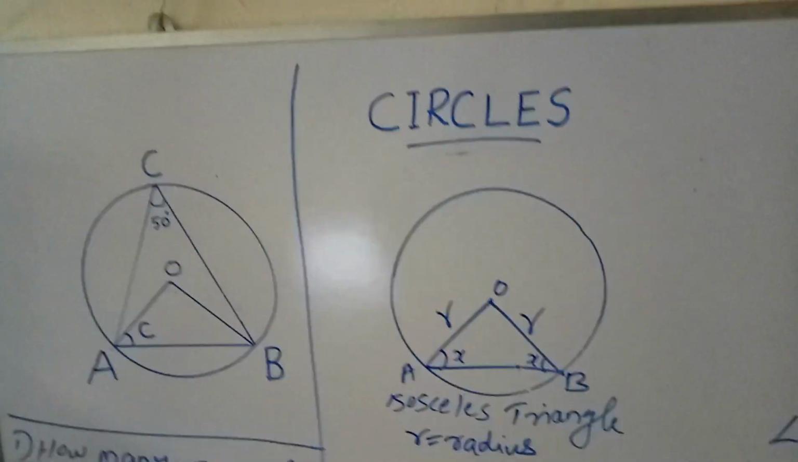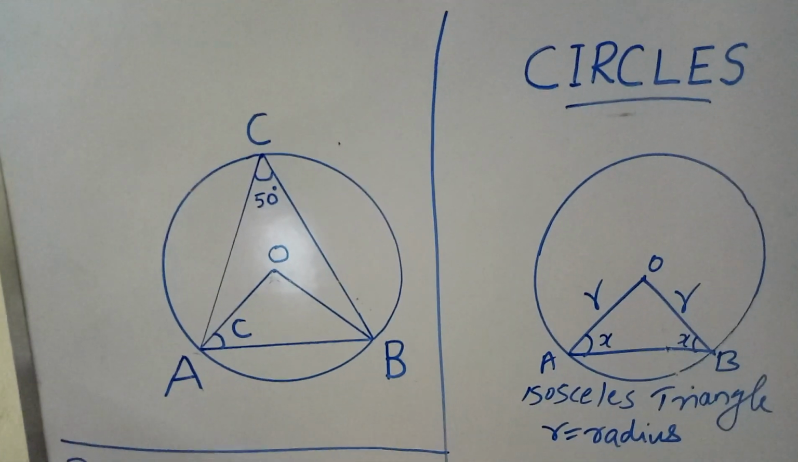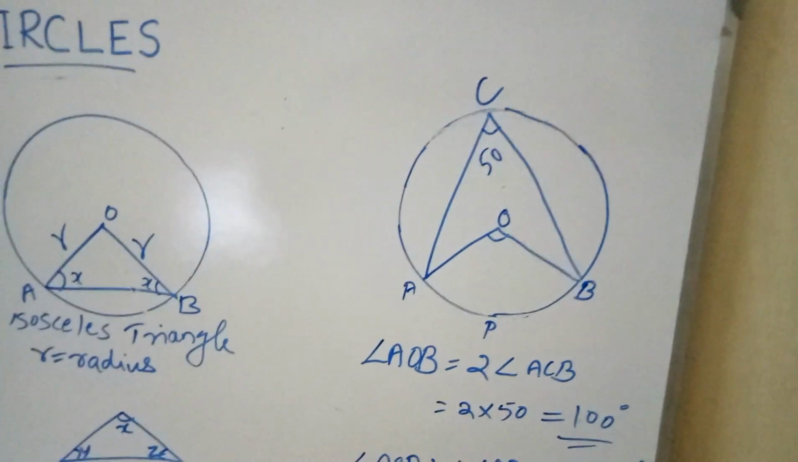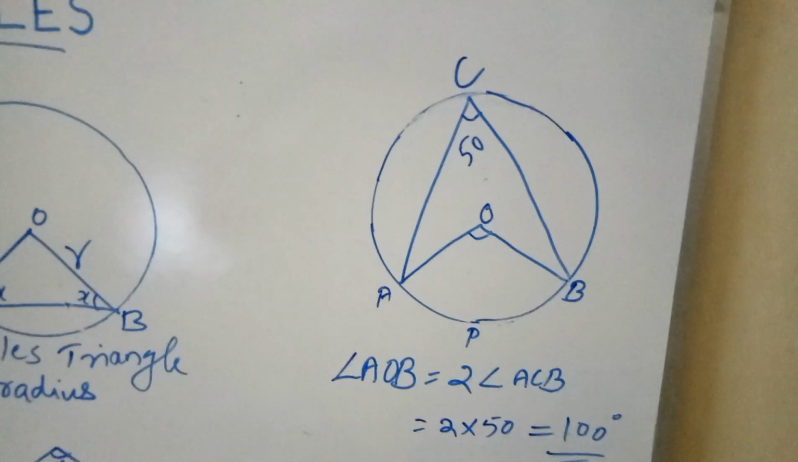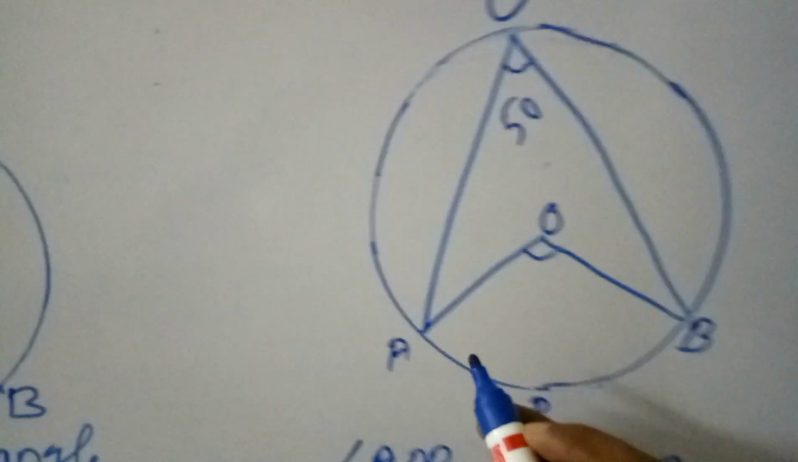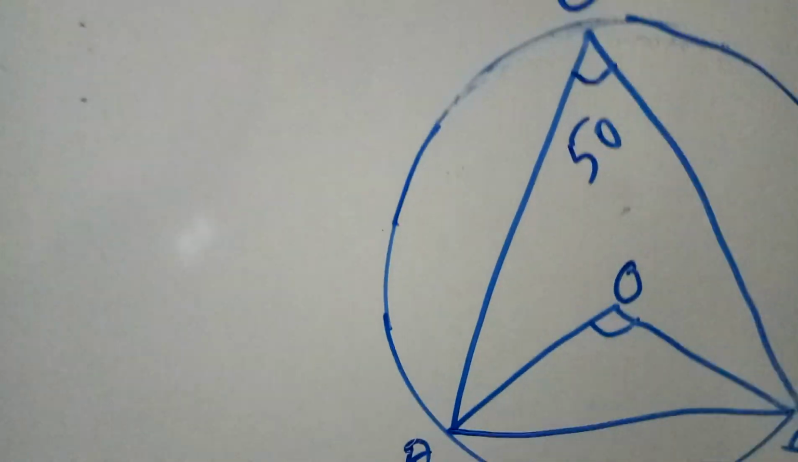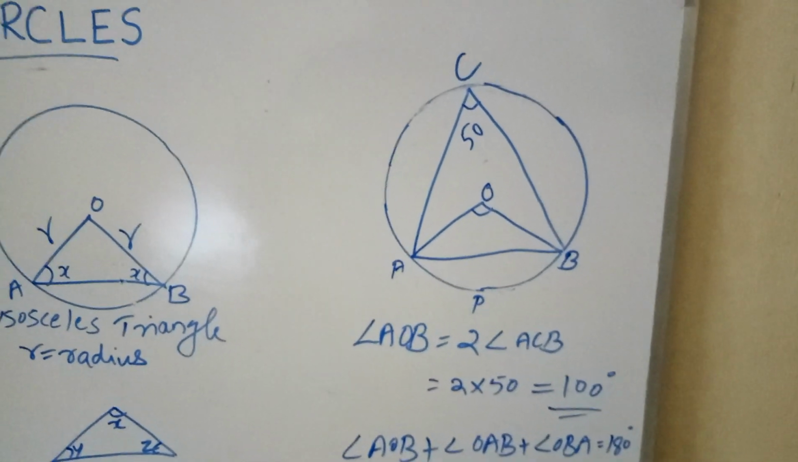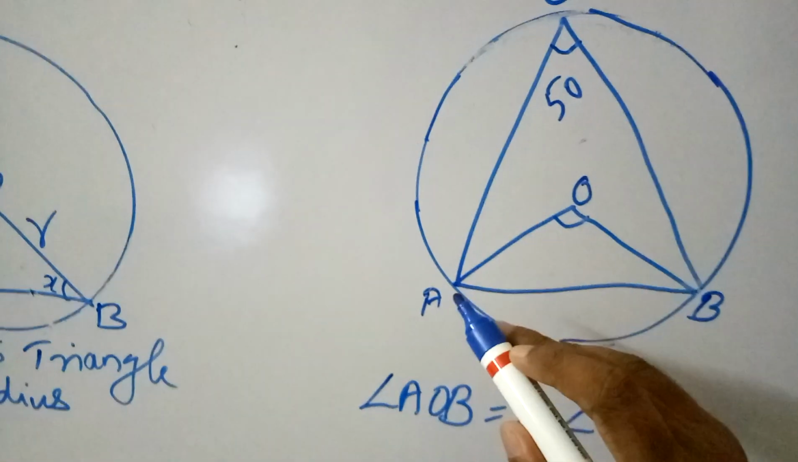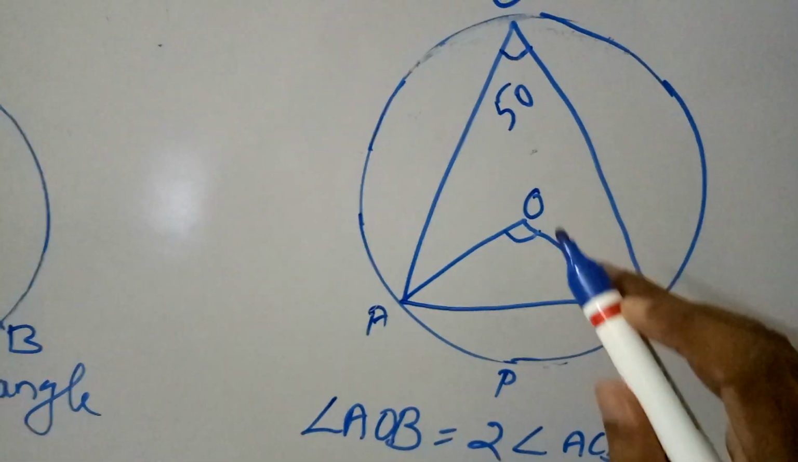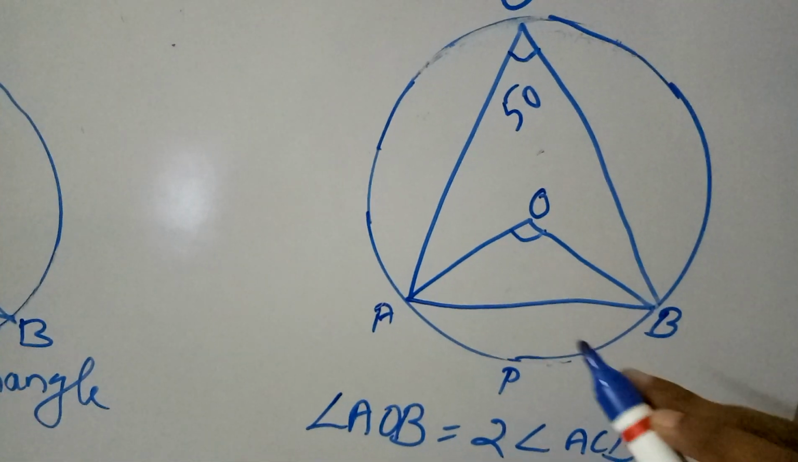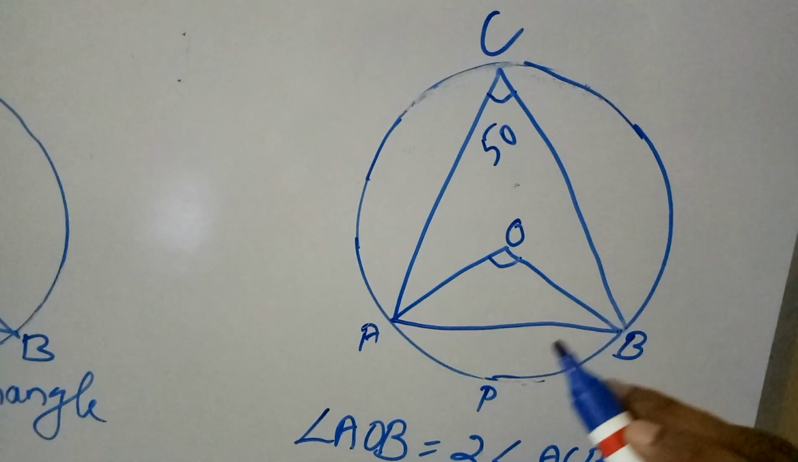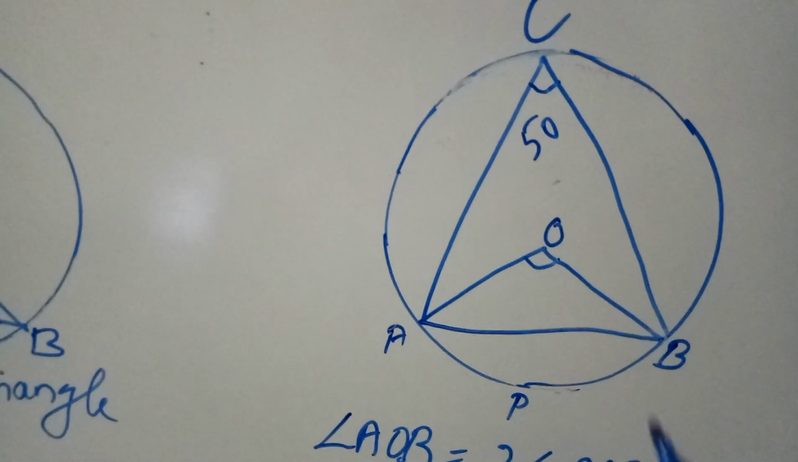Now we can look at this figure and check how to solve this. So this is the figure, and there is one AB also there. So in this figure, what you have to do, there is a rule that the angle subtended at the center by an arc is twice the angle subtended at any of the remaining circumference.